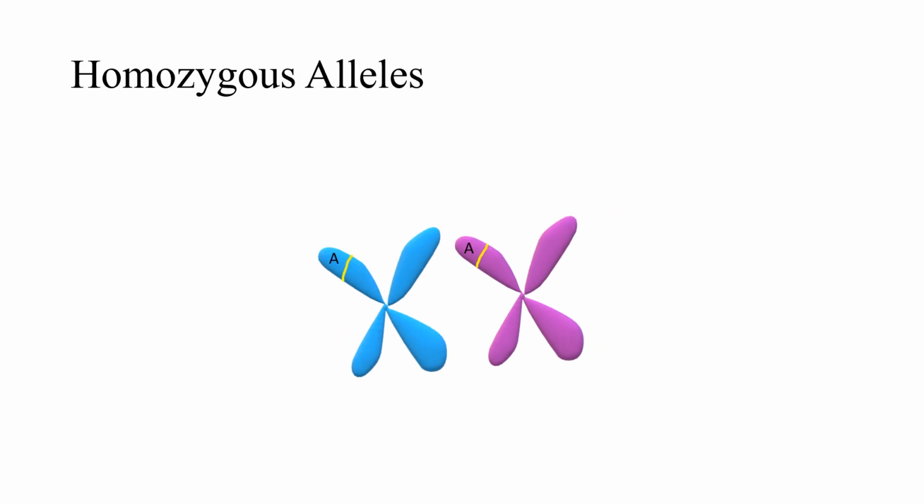As I said, the allelic pair can be identical or different from each other. This gives rise to the concept of homozygous or heterozygous alleles. So, what are homozygous alleles? They refer to the gene pair which is identical, which means that both the genes present on the homologous pair are identical to each other. Let us take an example.